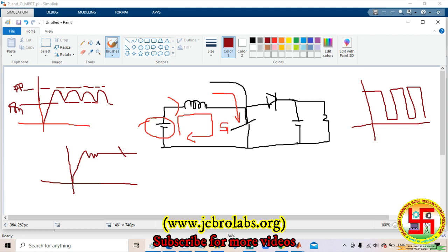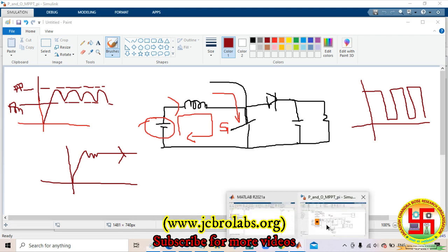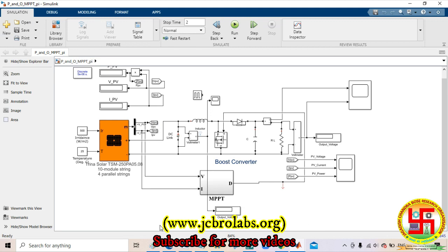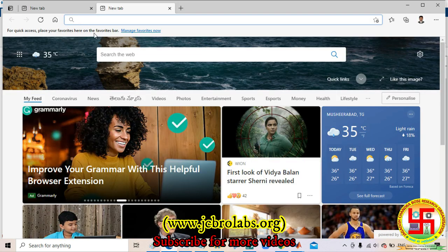When you minimize the ripple, the power we get at the output side should be of good quality for the DC power itself. So now you can see how we are able to design this DC-DC converter topology.